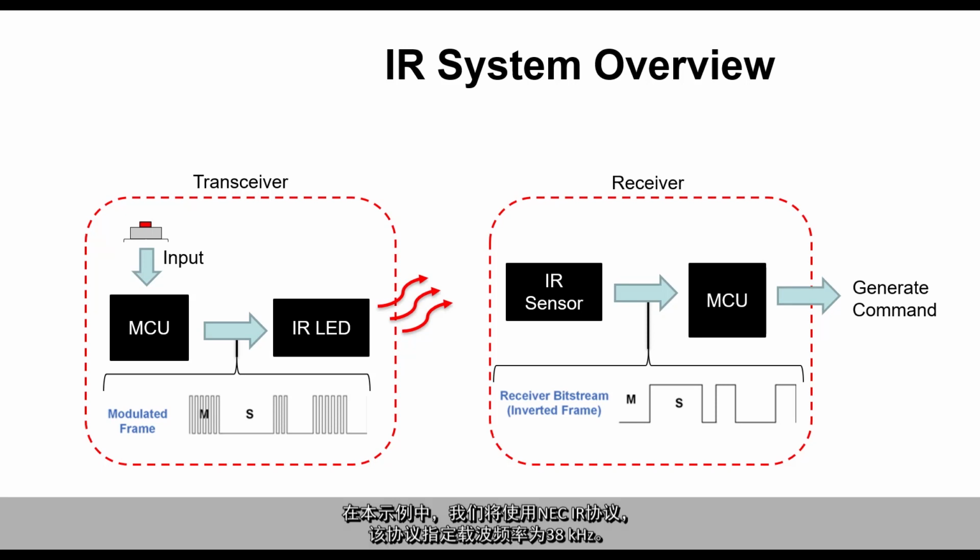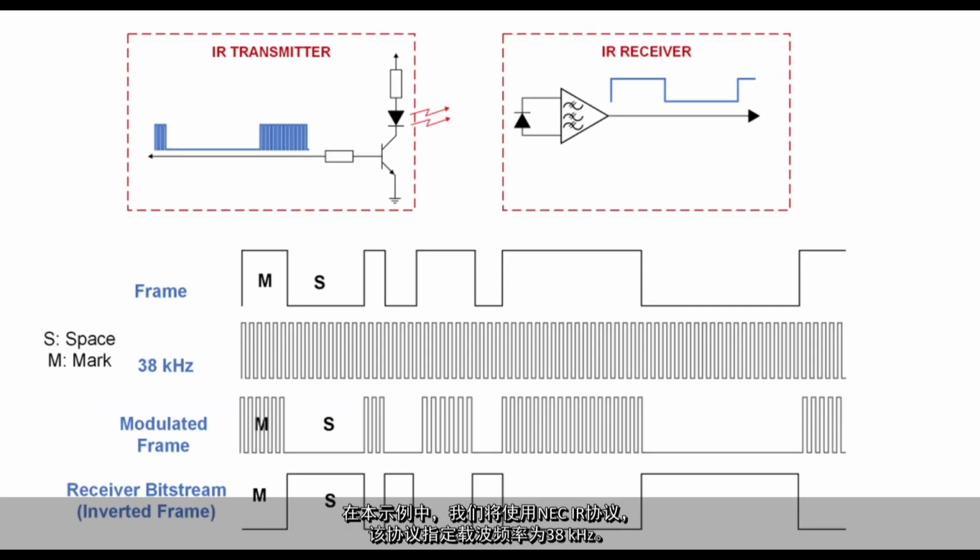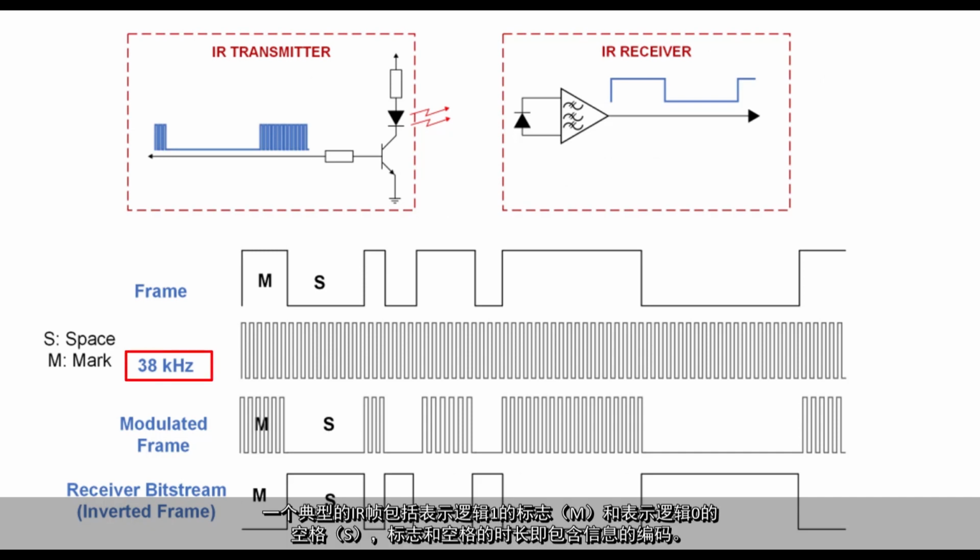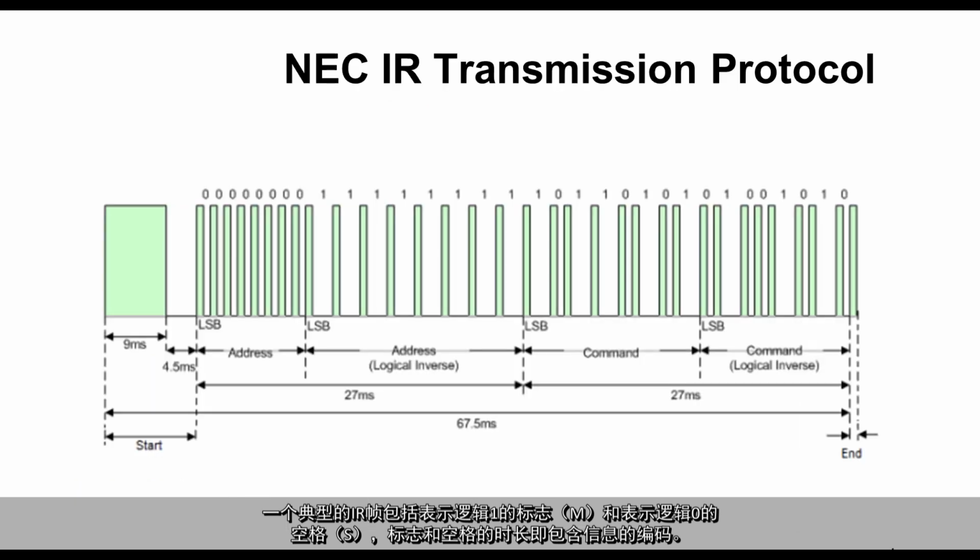In this case, we are going to use the NEC IR protocol that specifies a carrier frequency of 38 kHz. A typical IR frame comprises marks and spaces that represent logical ones and zeros, and the duration of the mark and space is where information is encoded. The NEC IR transmission protocol depicted here shows how addresses and commands are initiated through a start sequence and culminate in an end sequence.